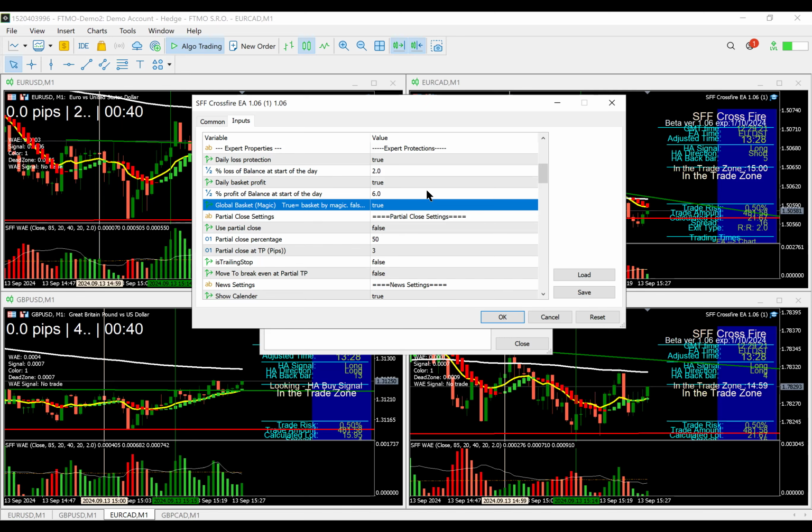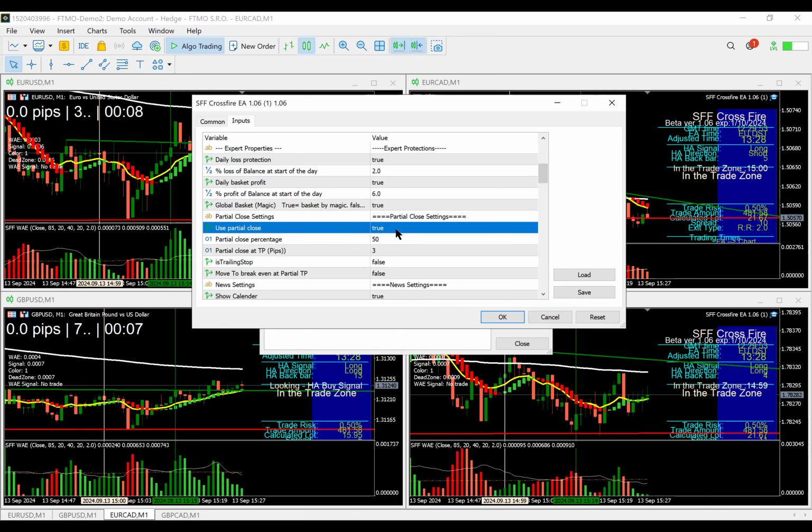But that is a nice way of limiting your losses when you're trading more than 1 pair. If you're trading 4 pairs, what I noticed initially was that there were occasions when all 4 pairs went into a loss, and you were in danger of losing more than you intended if you didn't have this set to true. I haven't altered the partial close settings. I will play around with those later, but I've just left that at false. You can toggle it to true, but I've got mine on false. So just ignore everything down there.